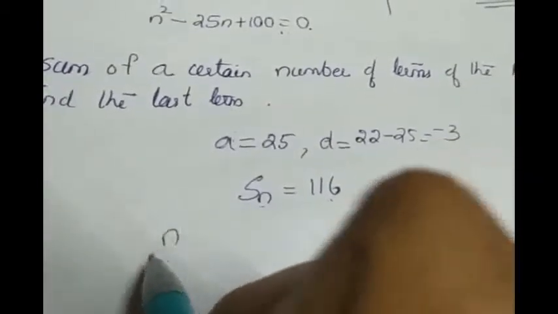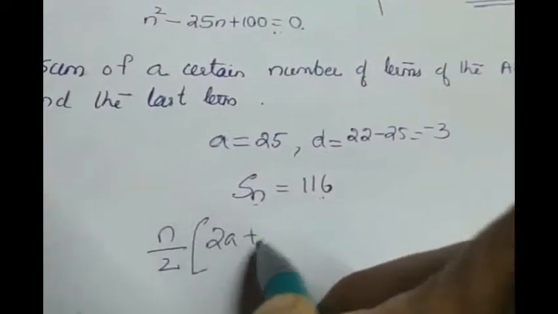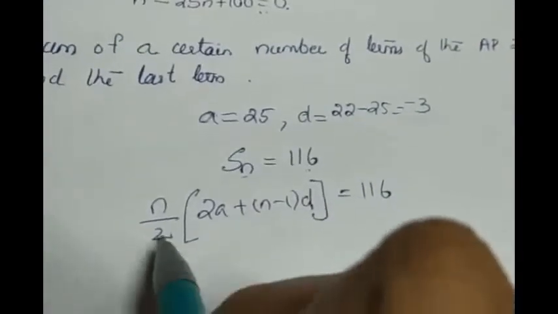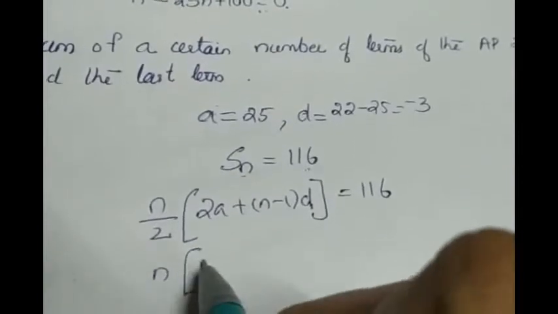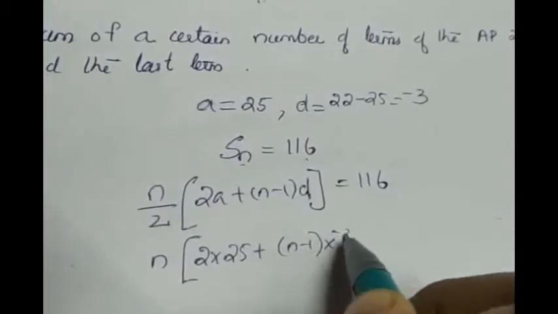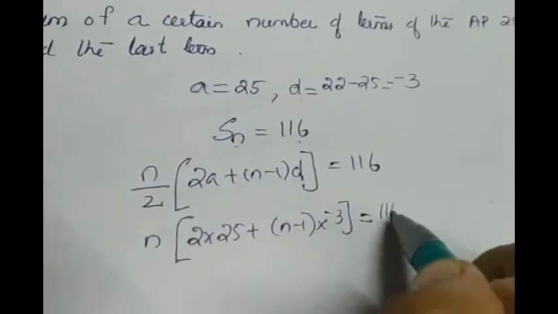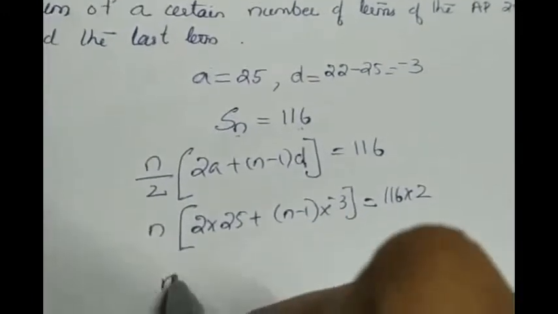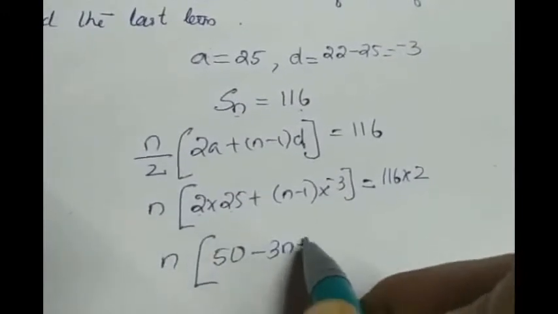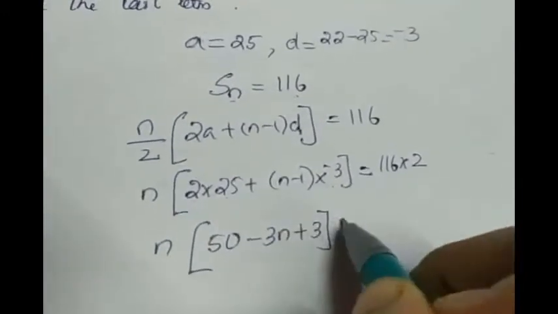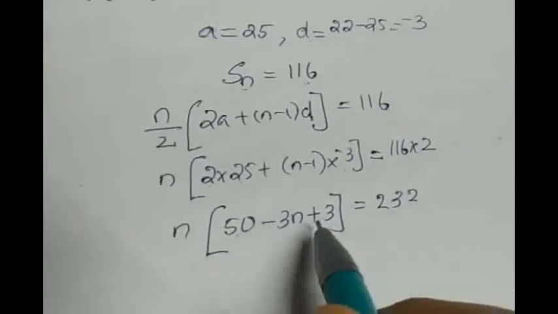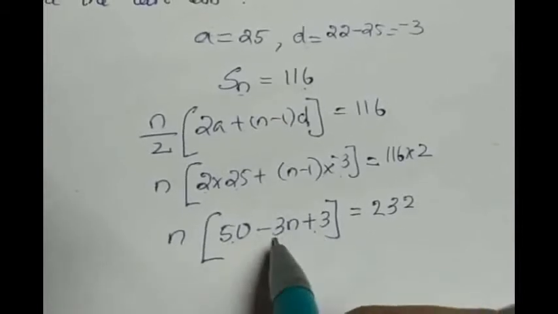So if I apply the formula n by 2 into 2A plus n minus 1 into D is given as 116. So n into, if I take 2 to the right side, n into 2 into, what is A? 25, plus n minus 1 into minus 3 will give you the value 116 into 2. So if I simplify, 25 into 2 gives you 50 minus 3n plus 3. If I open the bracket, it is equal to 232. And 50 plus 3 gives you 53. 53 minus 3n into n.